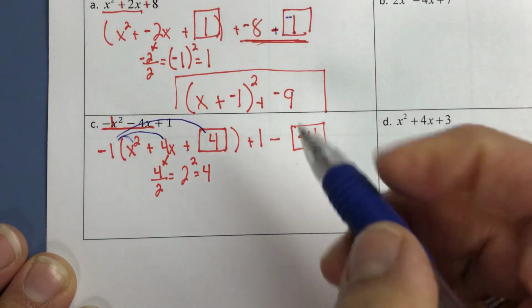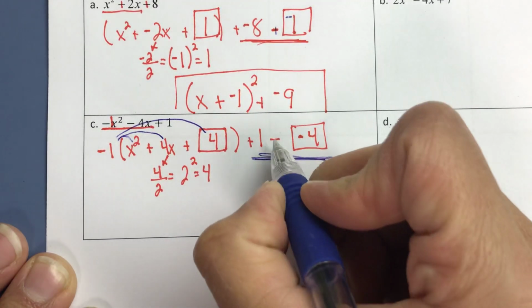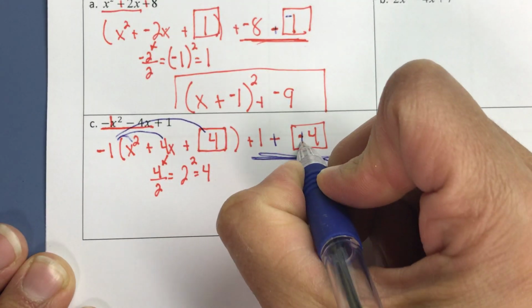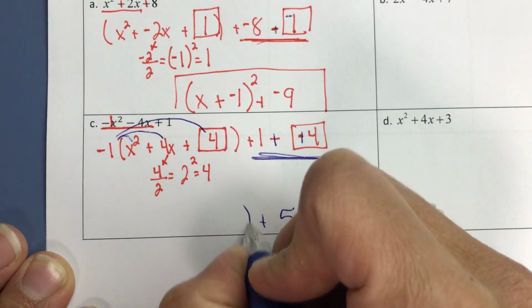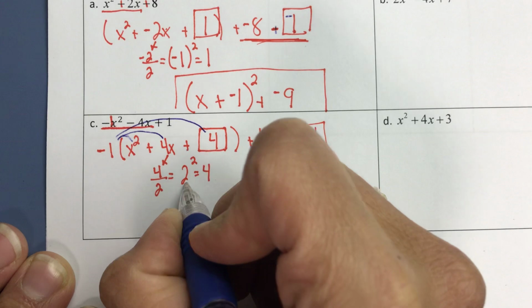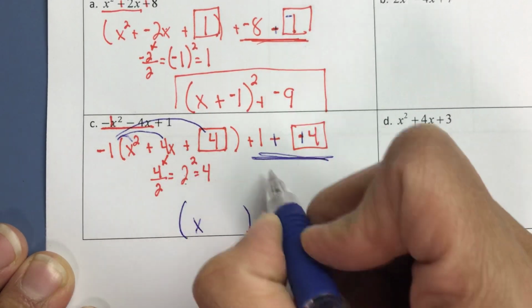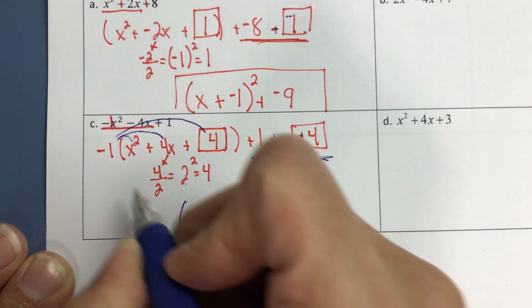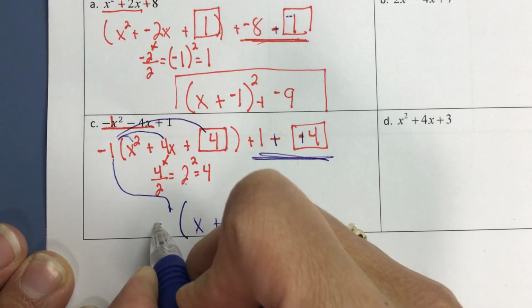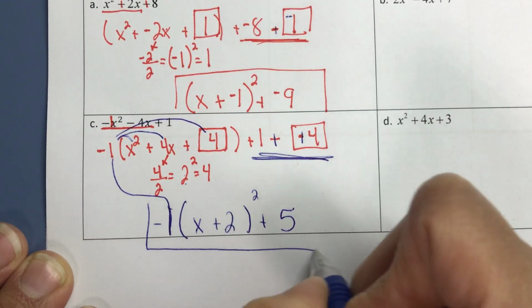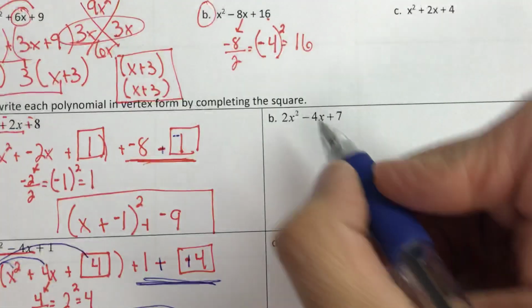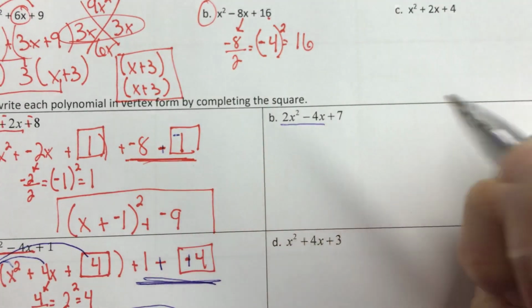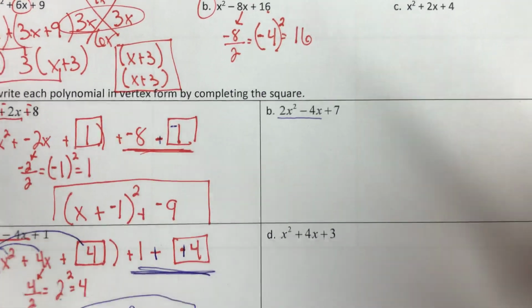And then when I go to work on this part outside, I would add the opposite. So it really just becomes 1 plus 4, so I get a 5. And then in my parentheses squared, I'll have x plus that 2. What's in front of the squared here is in front of the squared here. And then I'm not going to forget about the -1 that I took out. And there's my answer. So you'll do B the same way. You'll have to take a 2 out of both of these before you start this completing the square. All right, we are getting there.